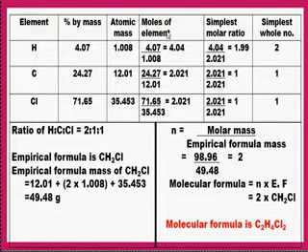Now moles of the element, what we are doing is we are dividing percentage mass by atomic mass. So here we have 4.07 divided by 1.008, which is equal to 4.04. Then we have 24.27 divided by 12.01, which is equal to 2.021. Chlorine, we have 71.65 divided by 35.453 is equal to 2.021.